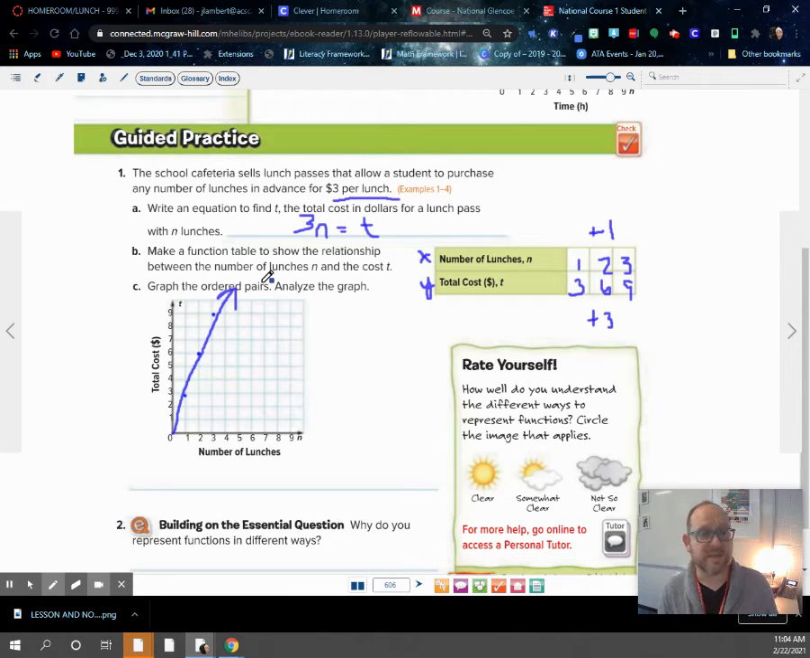You could also say that to find the total cost of all the lunches will be 3 times however many lunches that you buy. That would be the 4th way we could show our function, as a sentence. So there you go. There's the 4 different ways you can show a function.